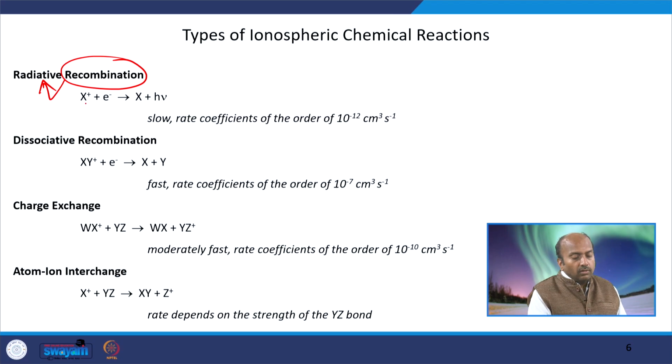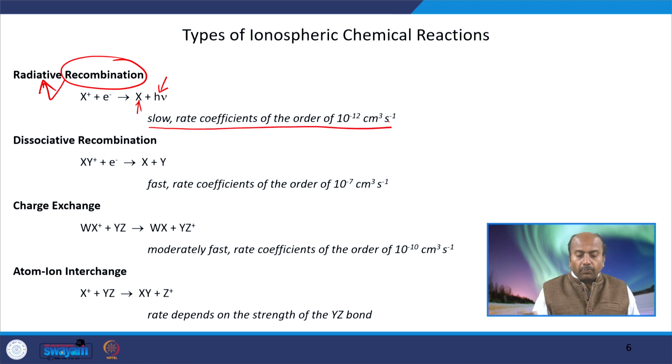A positive ion simply interacts or recombines with an electron, producing a neutral atom plus radiation. The energy difference has to be emitted out, which will be h nu, right. So, this process is called radiative recombination. The recombination reaction in which radiation is produced is called a radiative recombination reaction, right. Now, look at this. This process is slow. The rate coefficients are of the order of 10 to the power of minus 12 centimeter cube per second.